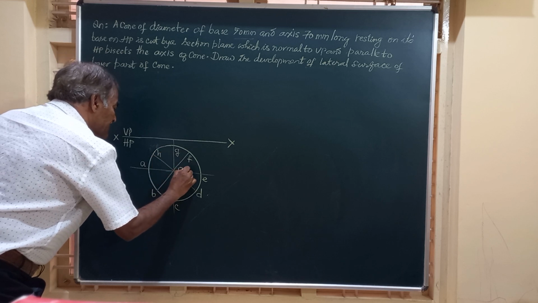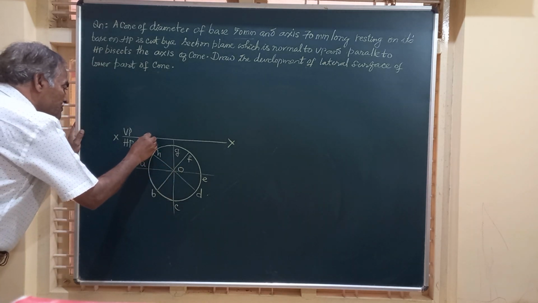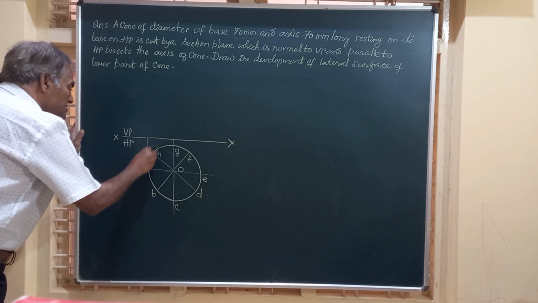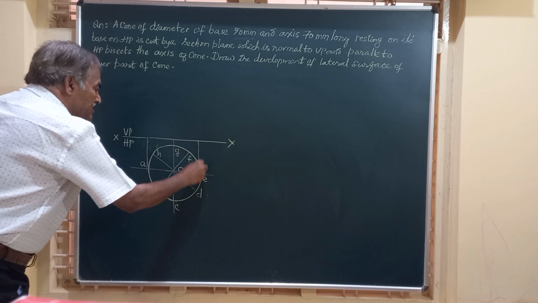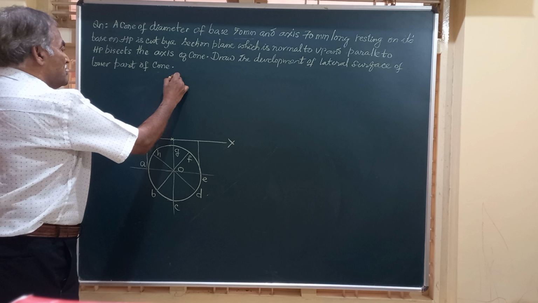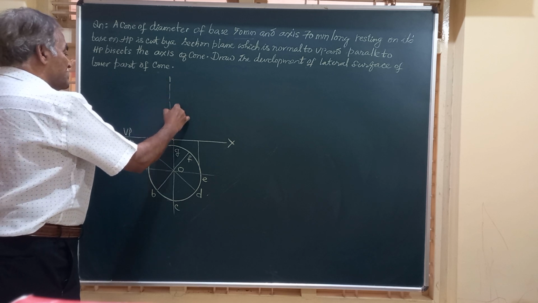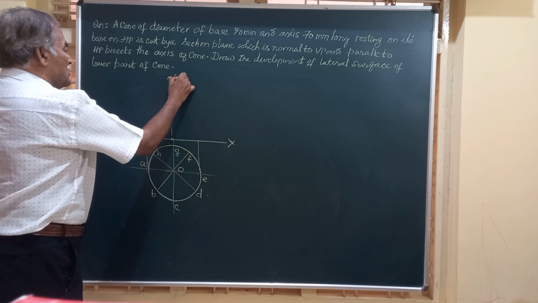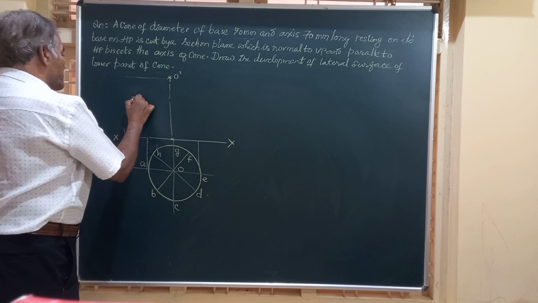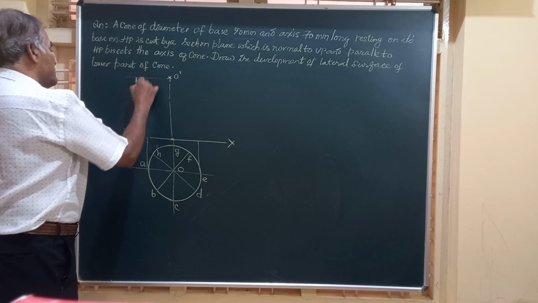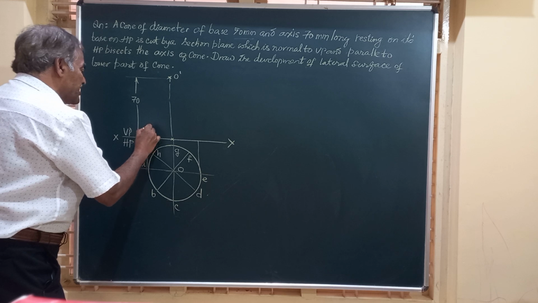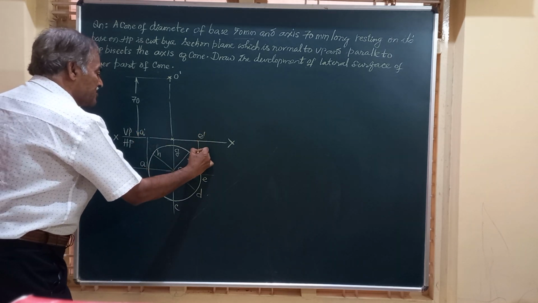O is the apex. And for this base, the front view appears as a triangle. So let us mark this base. From the center of the base, we will take the height that is given as 70 mm. So I will mark this 70 somewhere here. 70 mm is the height of the cone. So this is point A dash and this point is E dash.